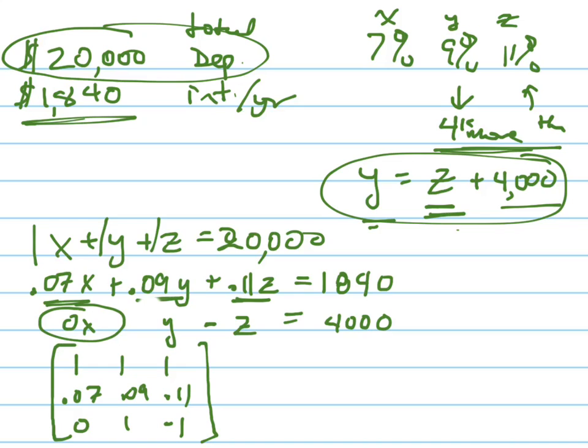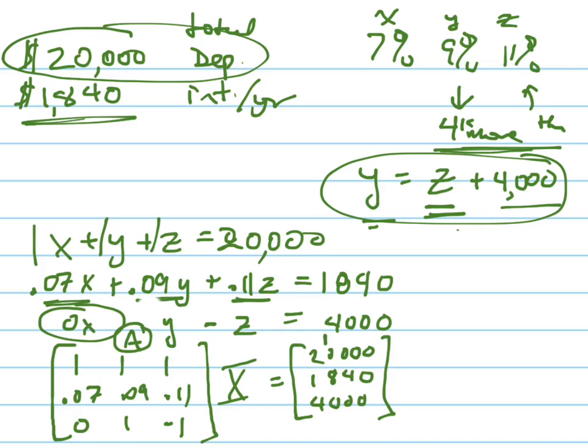You can call that matrix A. And then I'm going to multiply it by some matrix x, and that's going to give me my resultant matrix, which is 20,000, 1,840, and 4,000. Let's call this matrix right here A. Let's call that matrix B.